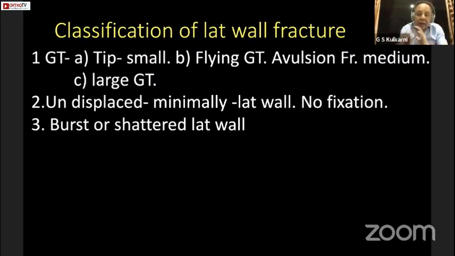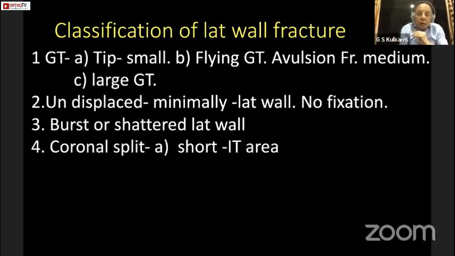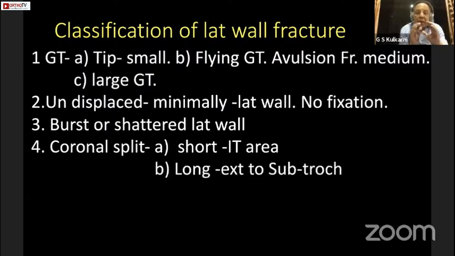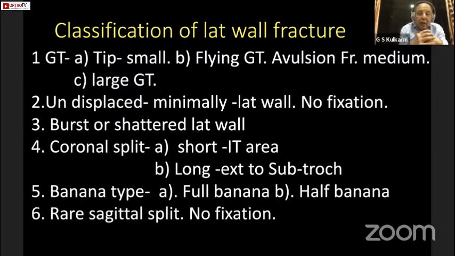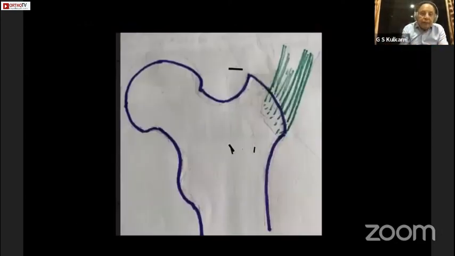Burst, shattered lateral wall. Coronal split, there are 2 types. One is the short coronal split, in which it goes from the tip to the lesser trochanter. The long coronal split extends to the subtrochanteric area. Now, banana type, there are two types again. One is full banana, the other is half banana. And the rare sagittal split, no fixation is required.